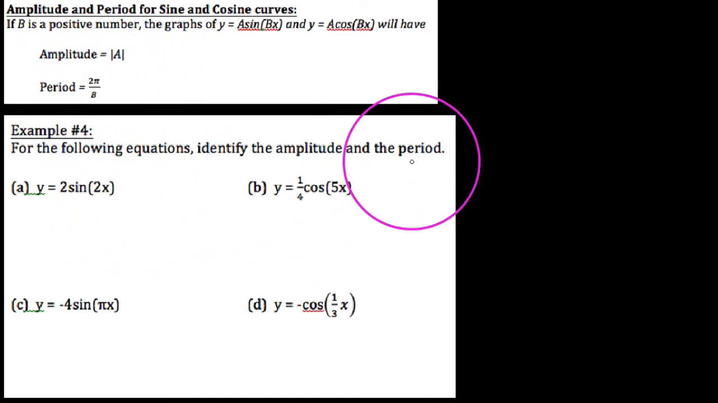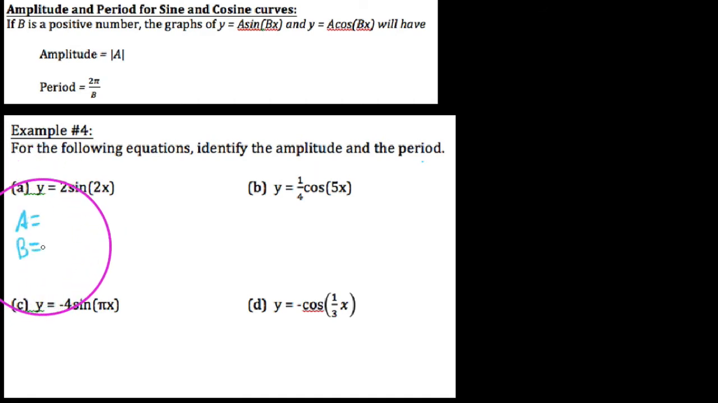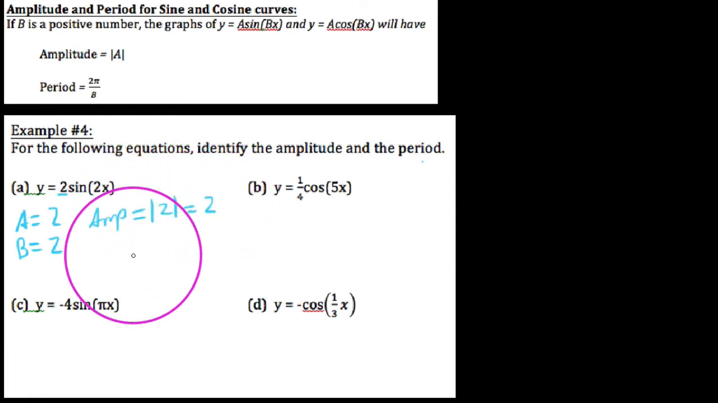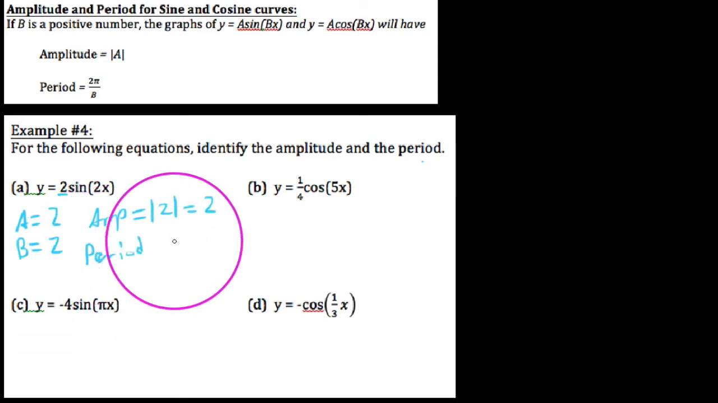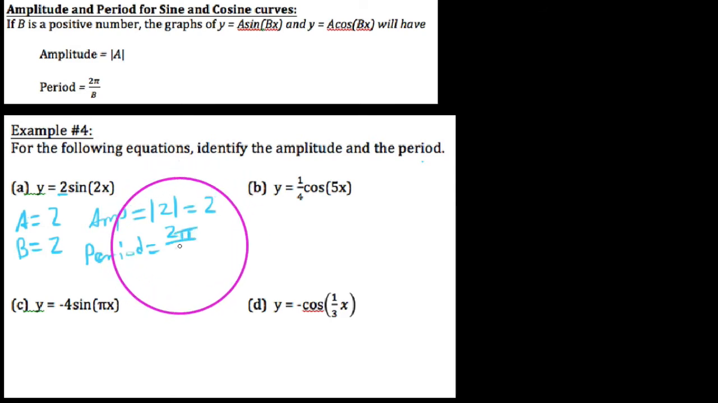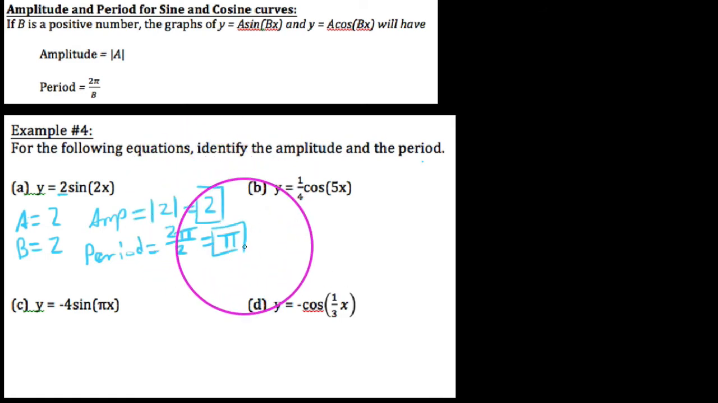So before we proceed, for the following equations, let's just identify the amplitude and the period. I just wanted to show how easy this can be before we do a problem. We identify a and b. In this case, our a value looks to be 2, and the b value also looks to be 2. The amplitude of this graph is the absolute value of 2, which is 2. The period asks how long it takes this graph to go through one full cycle. The period would be 2 pi over b. With a b value of 2, the period of this graph is pi. So we'd have an amplitude of 2 and a period of pi.